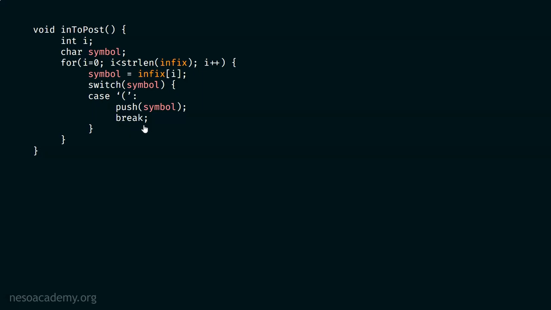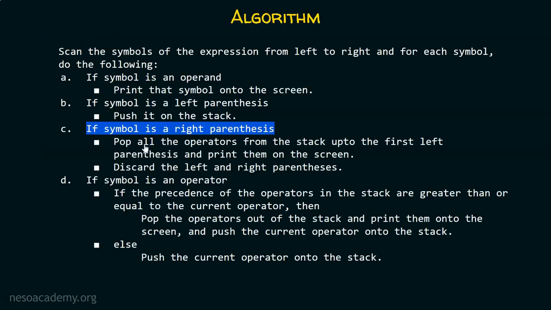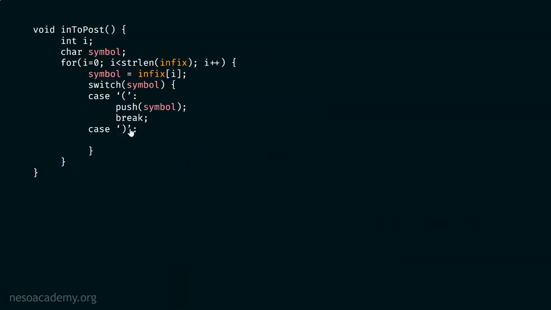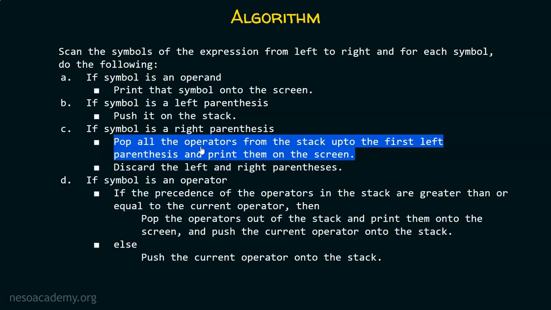Please don't forget this break statement. Then the next step is to check if symbol is a right parenthesis. This means we have to write case right parenthesis, then pop all the operators from the stack up to the first left parenthesis. We know that we have to pop all the operators from the stack and print them on the screen, right? But instead of printing them on the screen, I'm going to change this a little.